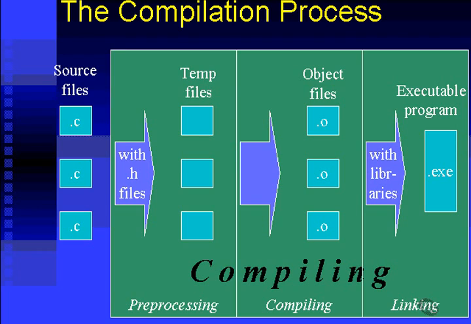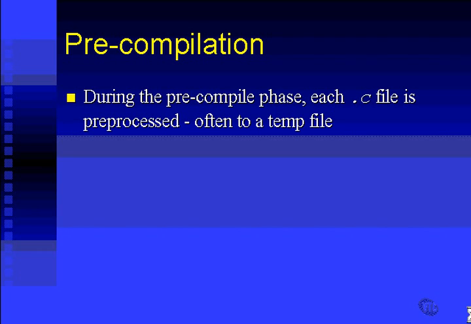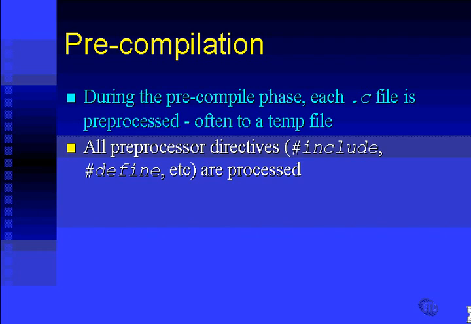When you have spent some time creating systems and programs using the C programming language, you'll become more and more familiar with the different elements of the pre-processing, compiling, and linking phases. I'll give you a little bit of a head start by going into some detail about those right now. First of all, let's look at pre-compilation, also known as pre-processing. The names are interchangeable. During the pre-compile phase, each .c file is pre-processed. Now, sometimes this is done in memory, and sometimes this is done in a temporary file. All the preprocessor directives, hash include, hash define, hash ifdef, hash ifndef, and so forth, they're all processed. In other words, it's just text substitution.